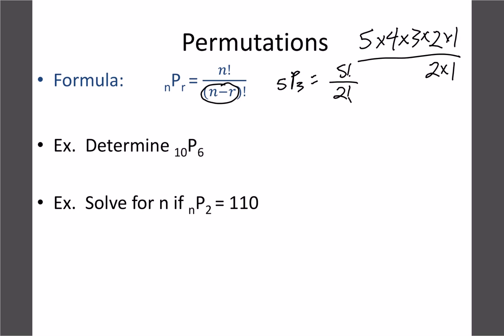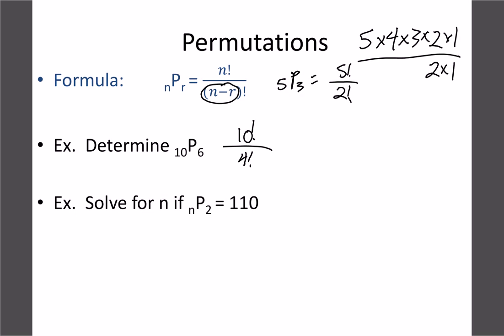So if I gave you 10p6, that's going to be 10 factorial over 4 factorial. We want the 6 numbers, we don't want the 4. And then we could solve it from there using your calculator. So you could either do the factorial or the p, you'll get the same answer either way.